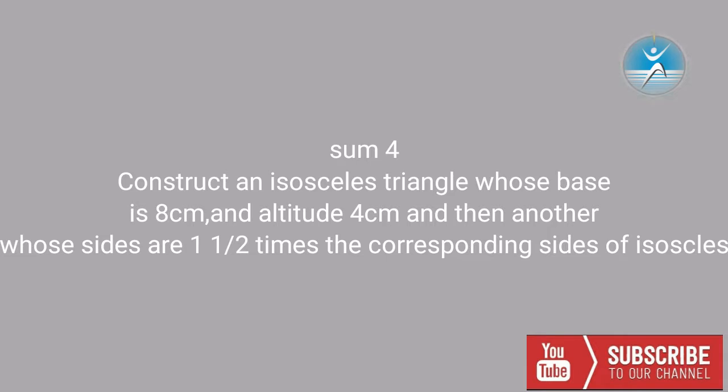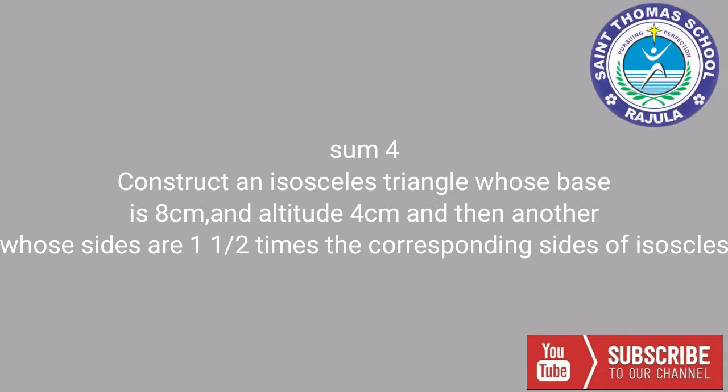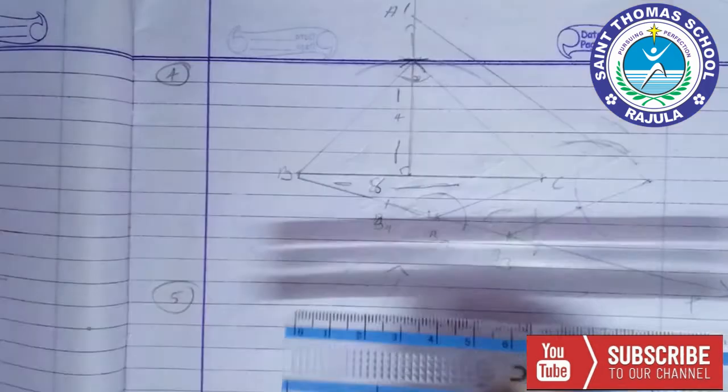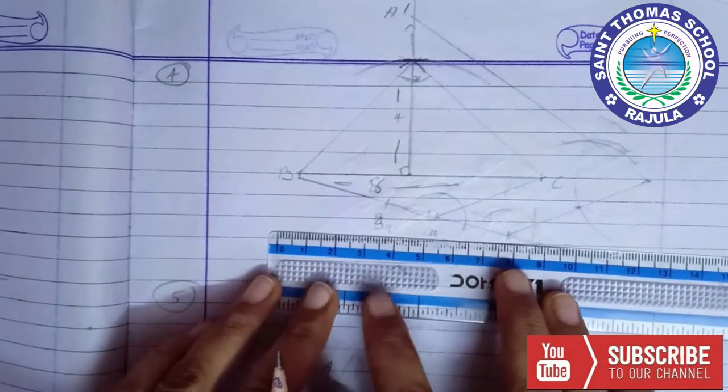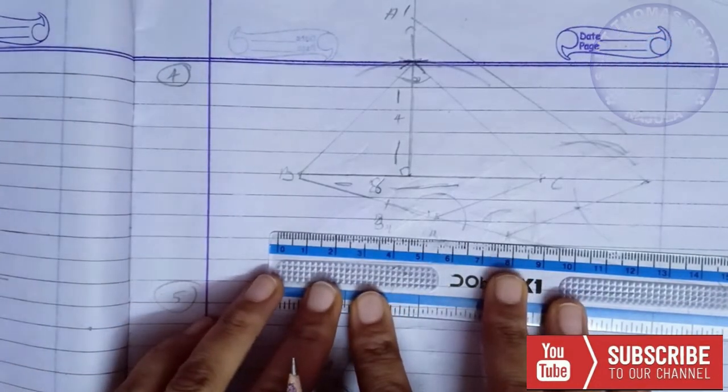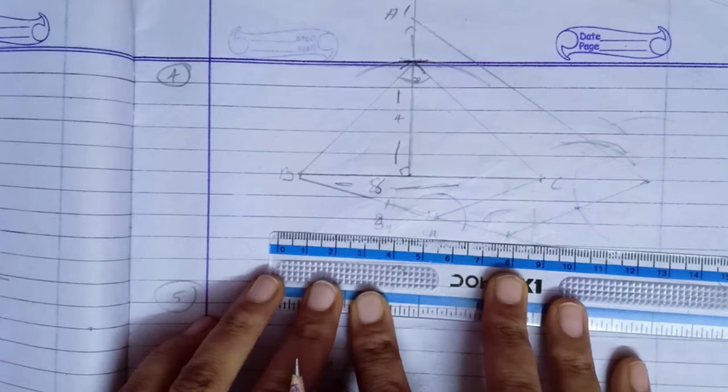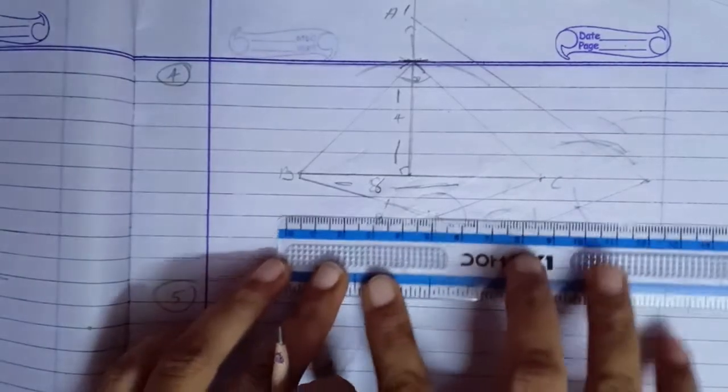Sum 4. Construct an isosceles triangle whose base is 8 cm and altitude is 4 cm, and then another triangle whose sides are 1 1/2 times the corresponding sides of the isosceles triangle. Now answer number 4. First of all, we have to construct triangle ABC with base 8 centimeter and altitude 4 centimeter.